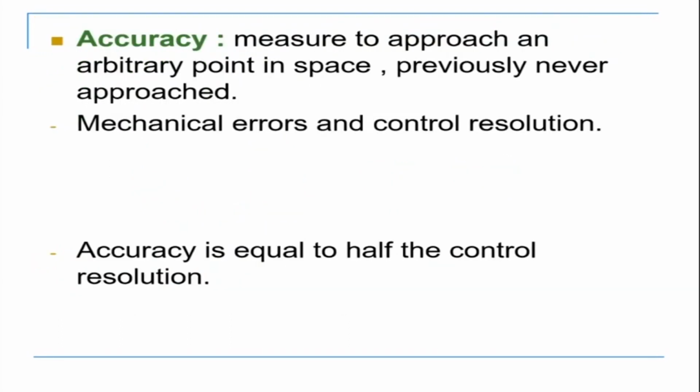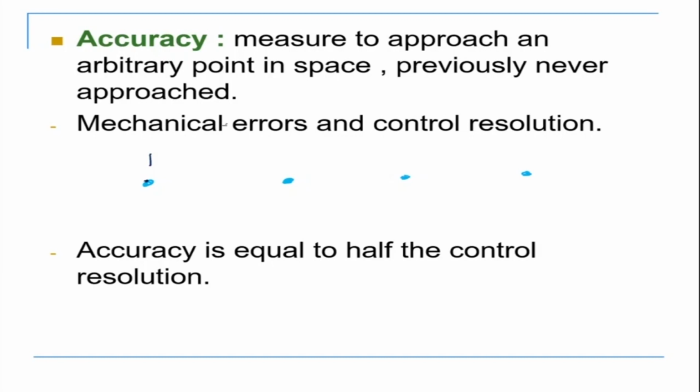Now, accuracy is a measure of the ability to approach an arbitrary point in space previously never approached. We have seen that our control resolution is here, here, here, and here. That's the control resolution where, theoretically, the robot can go. But when I want the robot to go to this point 1, what will happen is that when it is trying to go there, there are mechanical errors sitting on top of the control resolution.